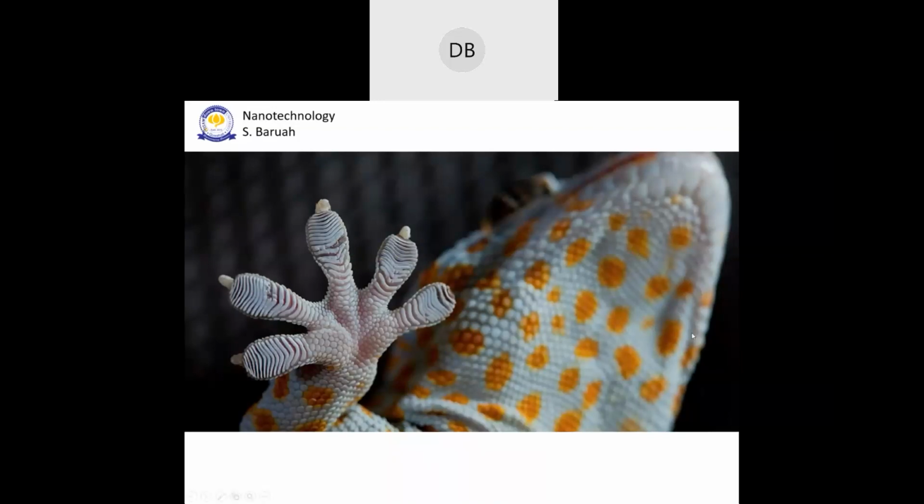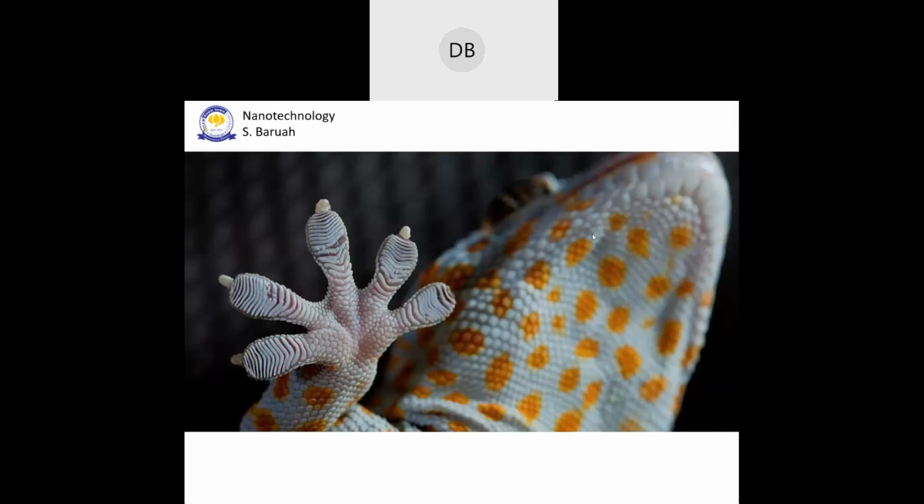What is this? This is a gecko or a lizard. Many different variants of lizards are there, and it's so common to see lizards moving around on the walls, even the ceiling. You have observed, right? Lizards can walk upside down on the ceiling. So how do they do that? I don't know if you ever thought about it, why don't they fall down?